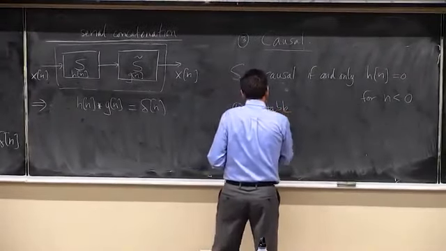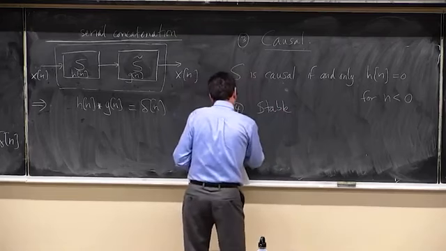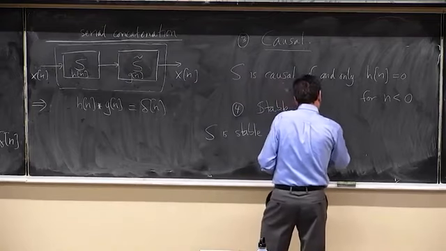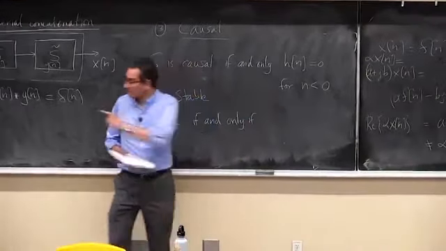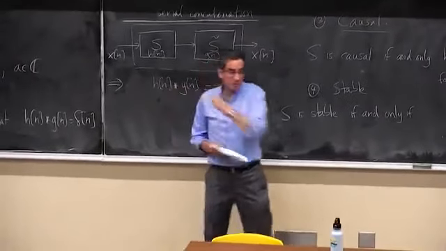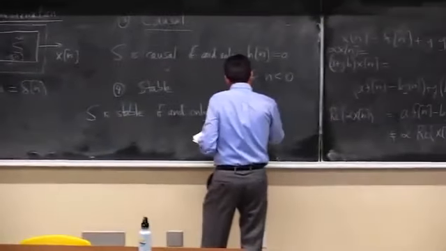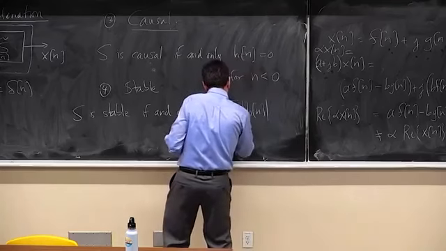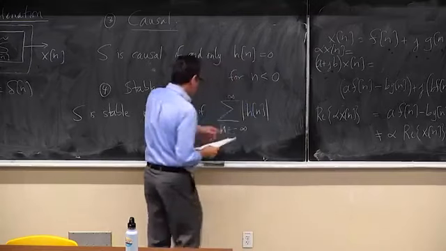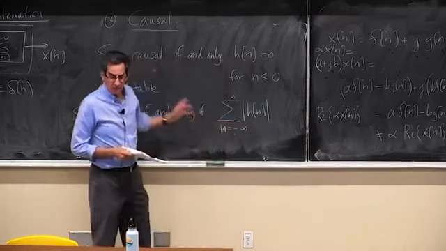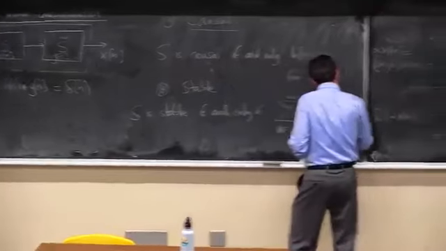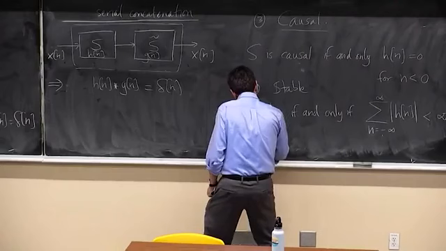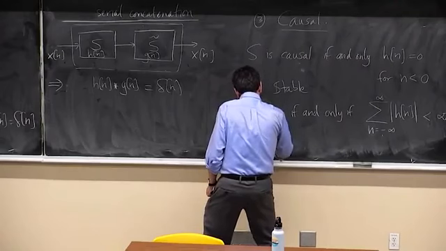And then the final property is stability. And so S is stable, again, it's a necessary and sufficient condition, if and only if. And again, all of these properties just have to do with the impulse response. They're properties of the impulse response. So here the property is that it has to be what's called absolutely summable, which just means that if you take the magnitude and sum it from minus infinity to infinity, it has to be finite. So this is called absolute summability.